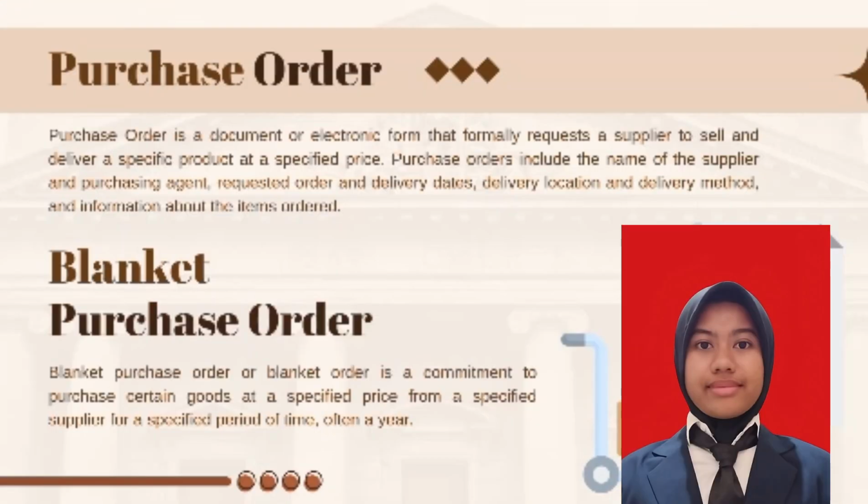A purchase order is a document or electronic form that formally requests a supplier to sell and deliver a specific product at a specified price. It includes the name of the supplier and purchasing agent, requested order and delivery dates, delivery location and delivery method, and also information about the items ordered. A blanket purchase order, or blanket order, is a commitment to purchase certain goods at a specified price from a specified supplier for a specified period of time, such as a year.